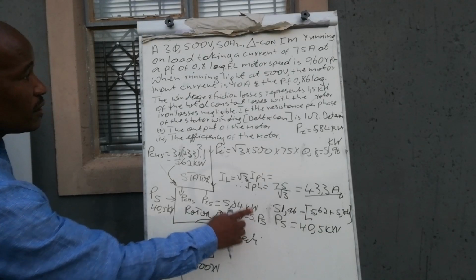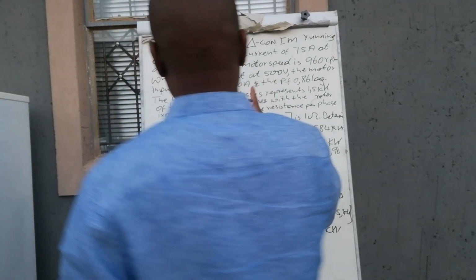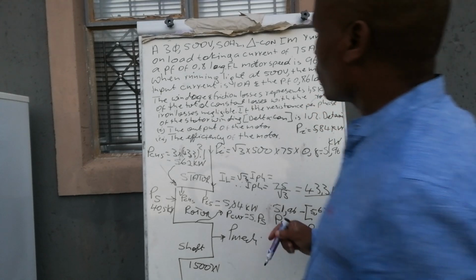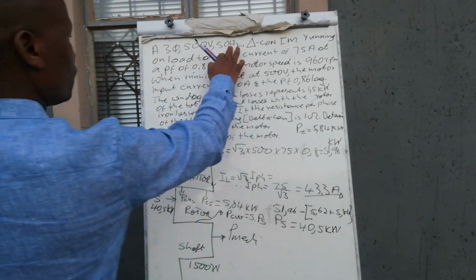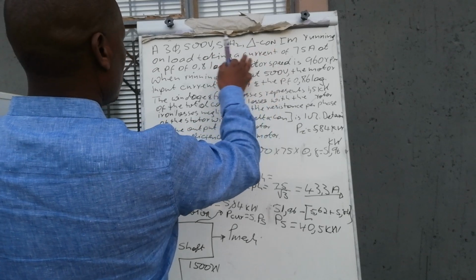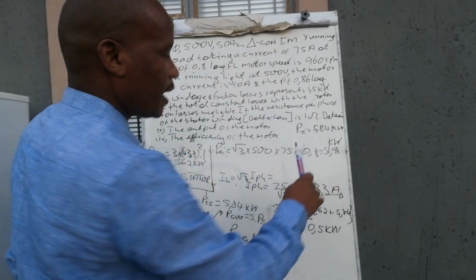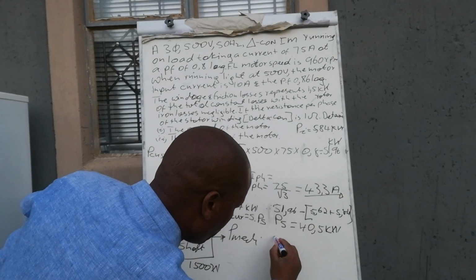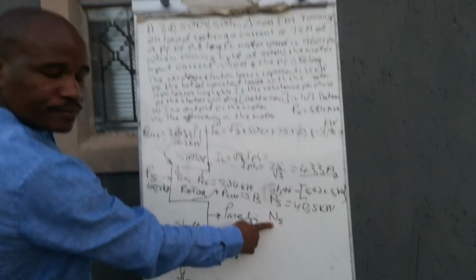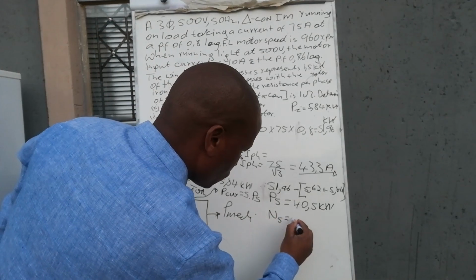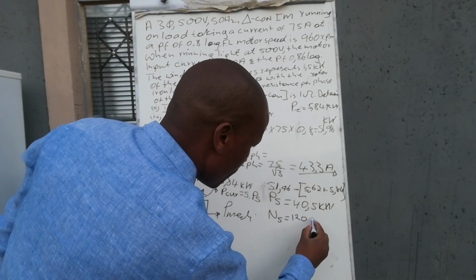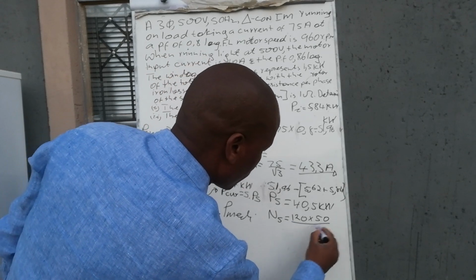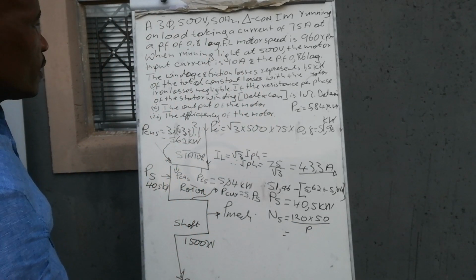But now, what is the slip? Very, very important. Let's check first what you are given. A 3-phase machine at 50 hertz. Nothing else has been mentioned, but let's check what the slip is. The synchronous speed is equal to 120 multiplied by the frequency of 50 over the number of poles.